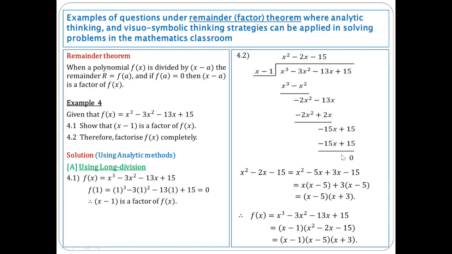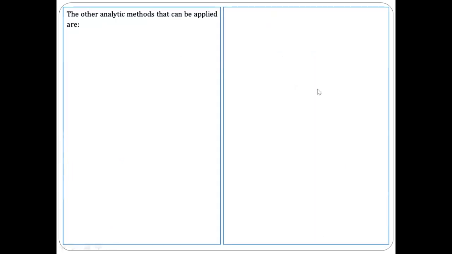There are also other analytic thinking methods. The other analytic methods that can be applied are the second one, using the inspection method, or the third method, C, using the synthetic method. I'm not going to discuss these ones because we are all familiar with this, and we are going to discuss them in the next example.